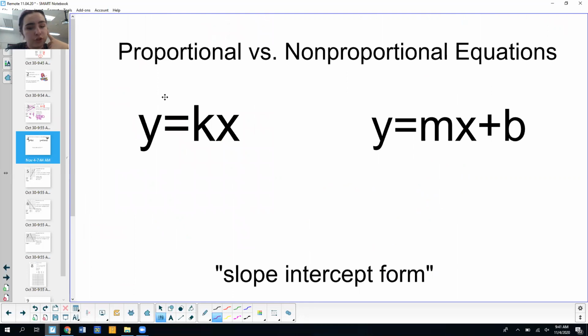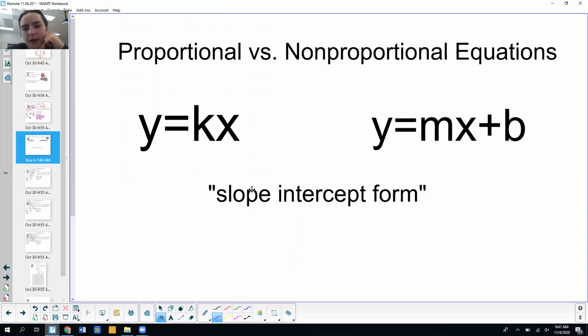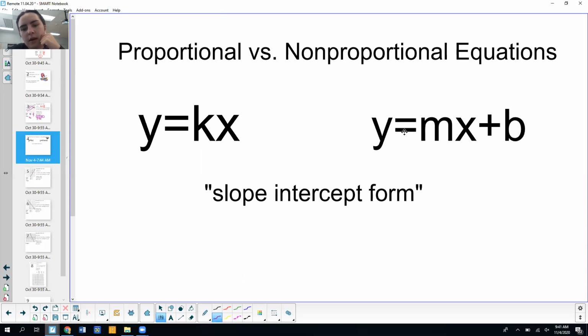A proportional relationship is typically set up like y equals kx. That ratio between y and x, that constant of proportionality, acts as our slope. And then for a non-proportional equation, go ahead and get this written down. This is called slope-intercept form. So we've got y equals mx plus b.